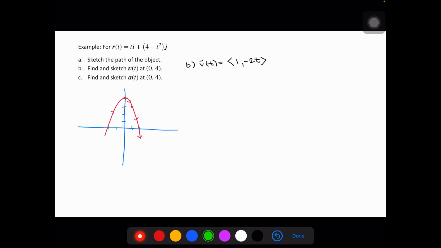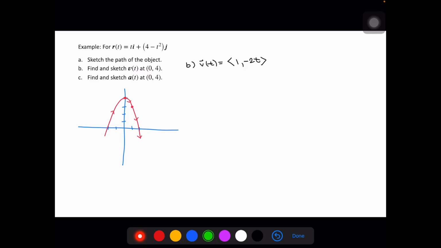All right, part B asks us to find and sketch our velocity vector at the point (0, 4). So I'm going to start by finding my velocity function, and I can do that by just taking the derivative of position. So my position vector is ⟨t, 4 minus t squared⟩. Derivative of that would be ⟨1, negative 2t⟩. So there's my velocity vector.